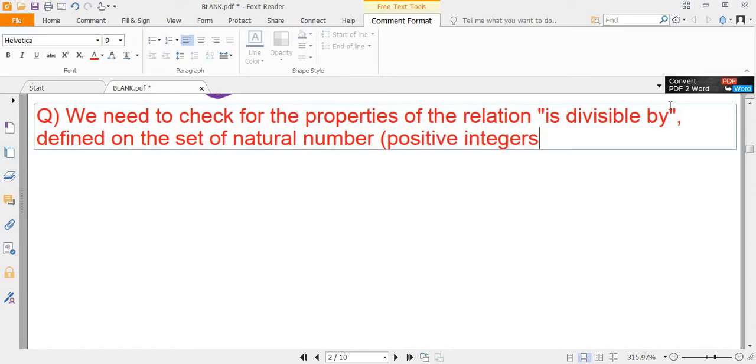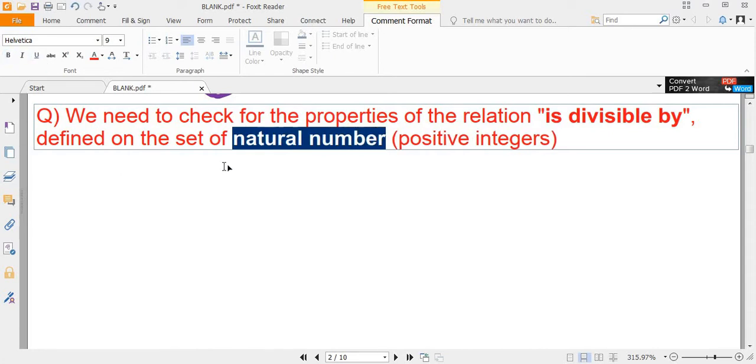I have discussed before why I call them positive integers and not simply integers, because I want to exclude 0 from this set. So I'll be talking about "is divisible by" as the relation, and the set of natural numbers as the set.